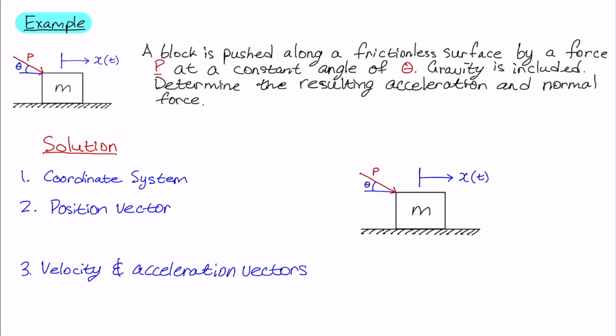In this video, we are going to continue our discussion on Chapter 2, focusing on Newton's second law, and we're going to go through the first example. Here we are told that a block is pushed along a frictionless surface by a force P at a constant angle of theta. Gravity is included, and we're asked to determine the resulting acceleration and normal force for this system.